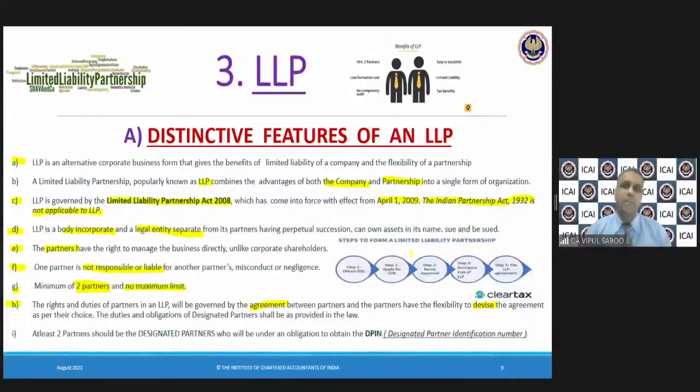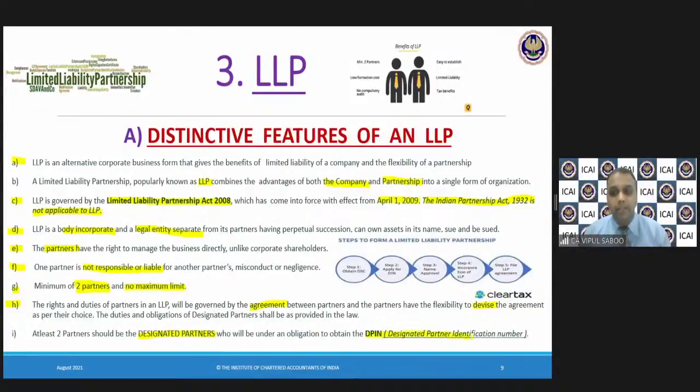So LLPs are governed under the Ministry of Corporate Affairs. So again, like in the case of directors, you need DIN. In the case of LLP, there should be at least 2 partners who are designated partners, at least 2. You can make all the partners designated partners. You can choose only 2, 3, 4, but at least 2 should be there who are designated partners. If there are only 2 partners, let the 2 be designated partners. Who will be under an obligation to obtain the DPIN?